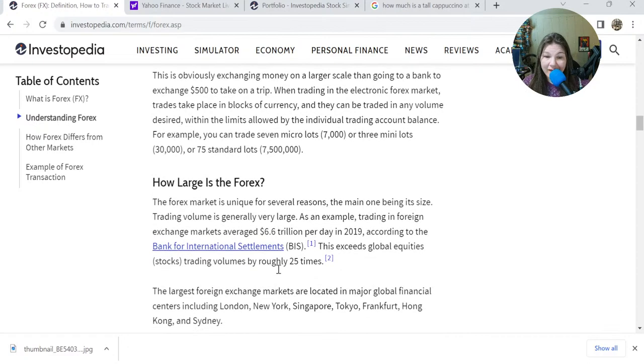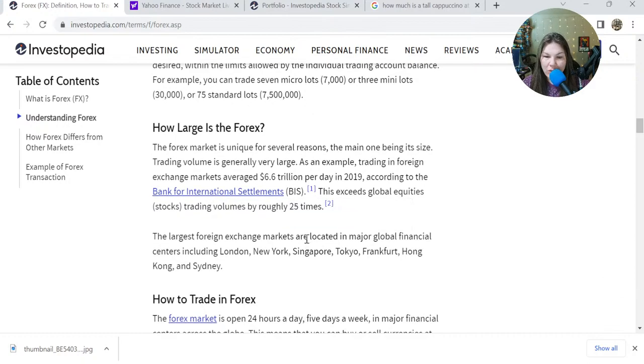How large is the Forex? The Forex market is unique for several reasons, the main one being its size. Trading volume is generally very large. As an example, trading in foreign exchange markets averaged $6.6 trillion per day in 2019, according to the BIS, Bank for International Settlements. This exceeded global equities stock trading volumes by roughly 25 times.